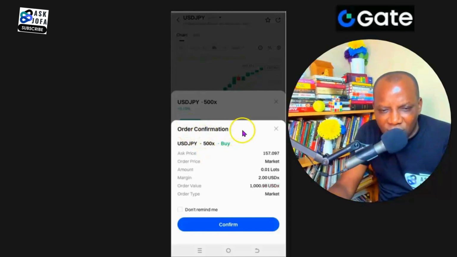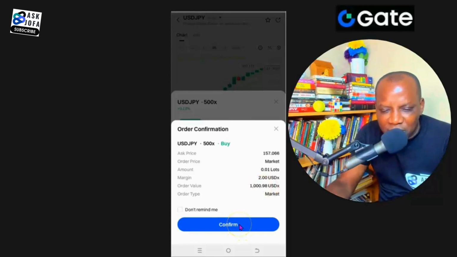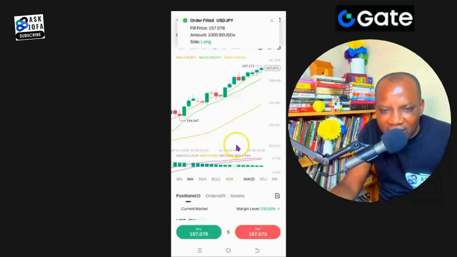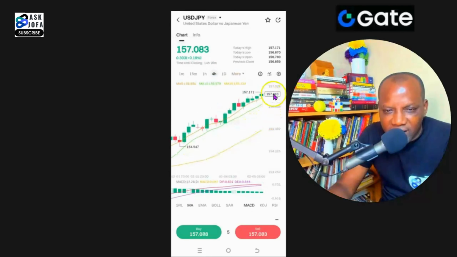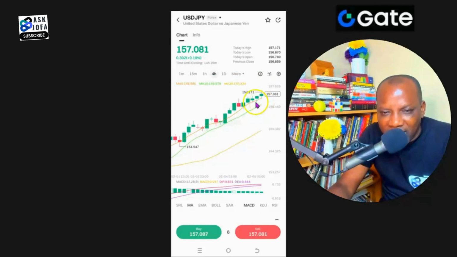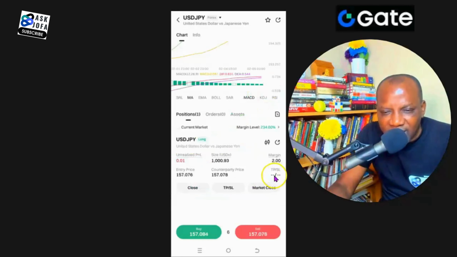This is the order confirmation. You can see that this leverage has increased the value of my trade. That is, I'm now playing with money I don't have. If everything is okay, I'll just tap confirm. I've submitted the order. Don't forget, you need to consider the technical indicators to know where to buy and where to sell. This is where you edit your stop loss to protect your money.